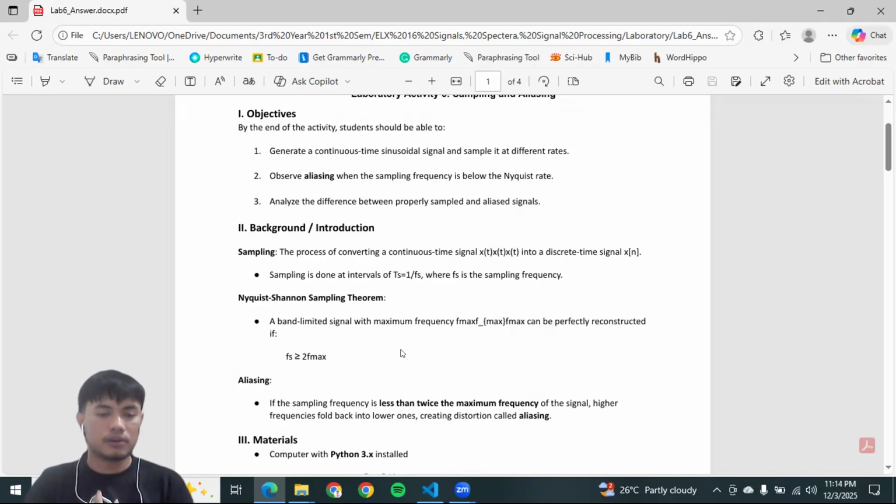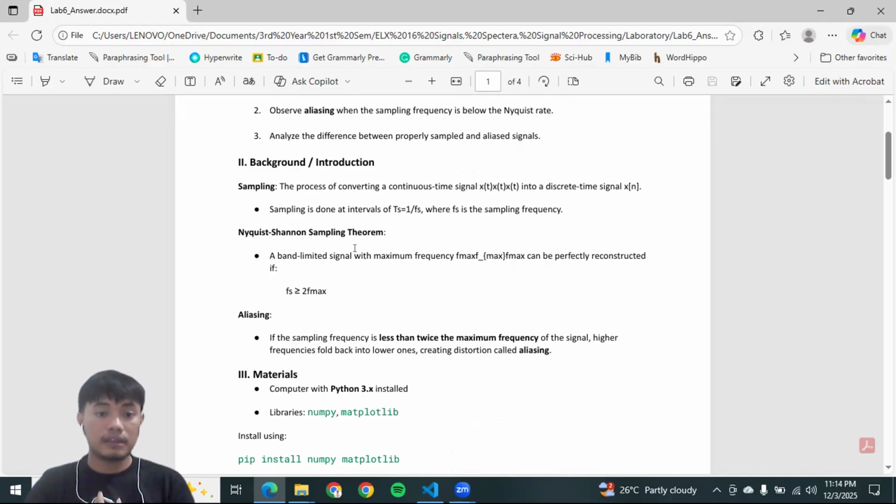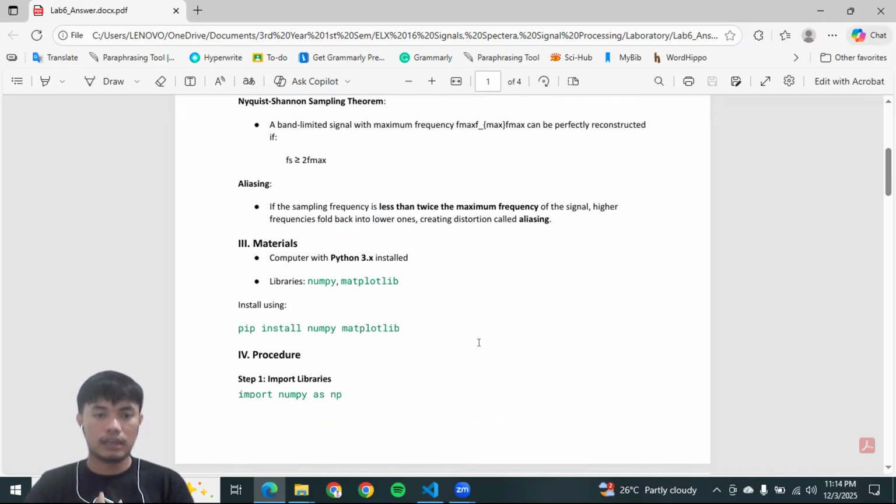The Nyquist-Shannon sampling theorem states that a band-limited signal with a maximum frequency can be perfectly reconstructed if the sampling frequency is greater than or equal to double the maximum frequency. Aliasing, on the other hand, occurs if the sampling frequency is less than twice the maximum frequency of the signal: higher frequencies fall back into lower ones, creating distortion called aliasing.